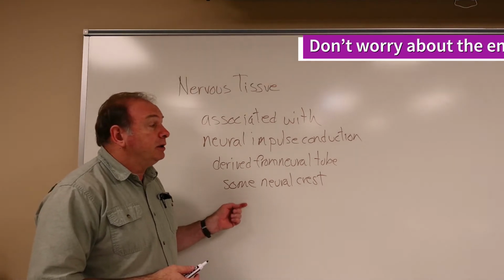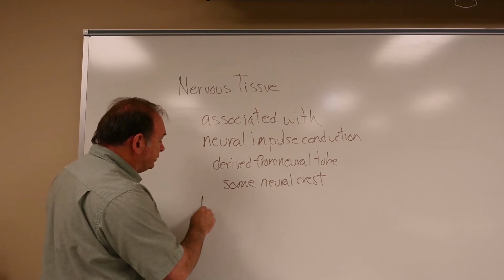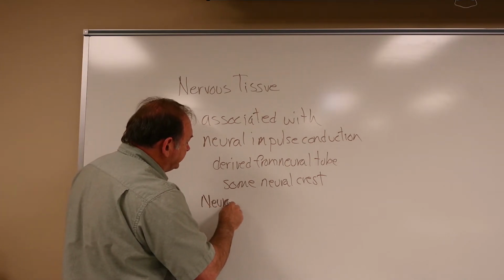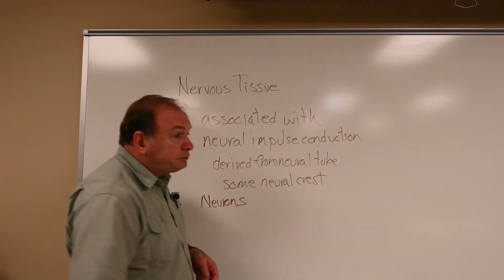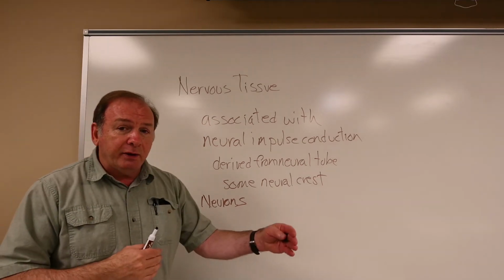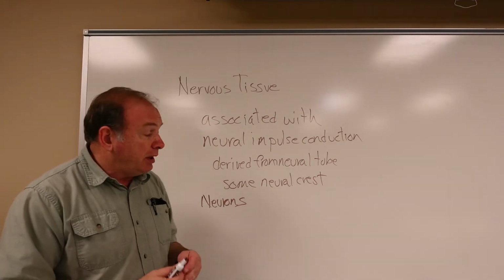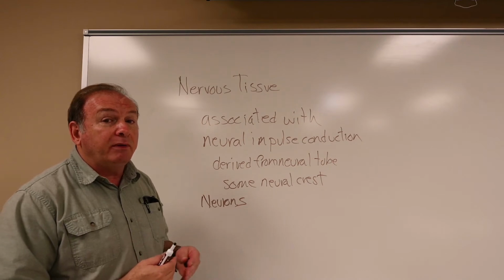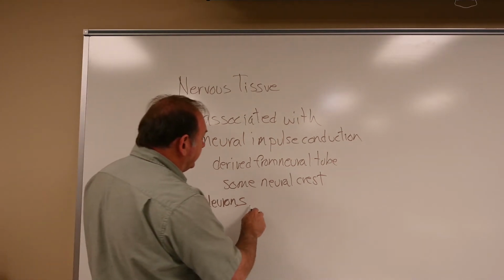So things included in this include neurons. Those are the things in the central nervous system that actually convey the neural impulse. Then associated with neurons, we have a number of what we call neuroglial cells.